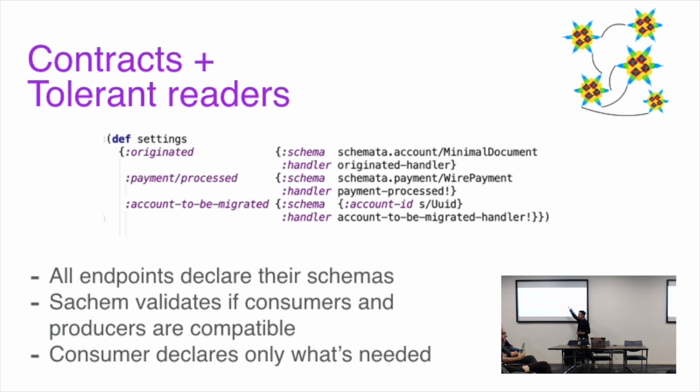All the endpoints have a code similar to it. Okay, so we declare the schema. That's this particular schema. So if I produce a message to originated, this will be the schema on that service. And the consumer of that schema will also declare something like this.